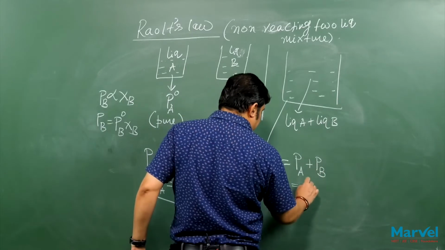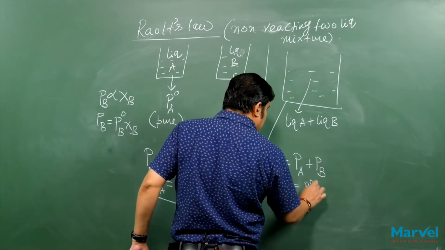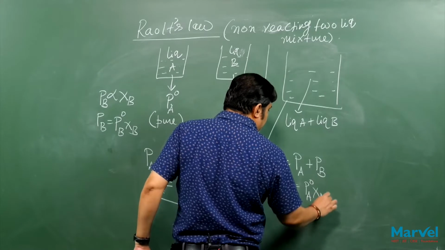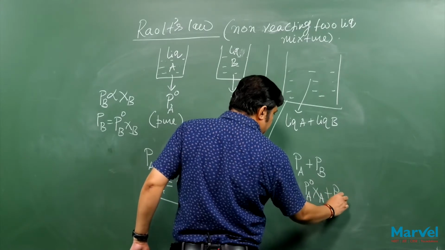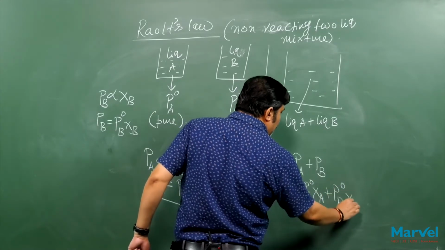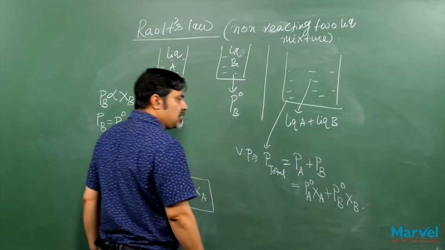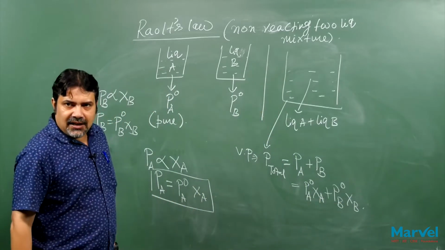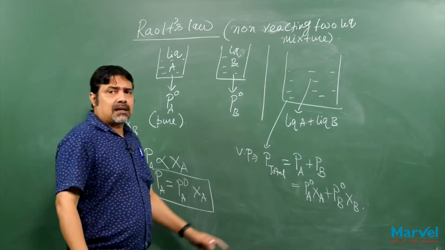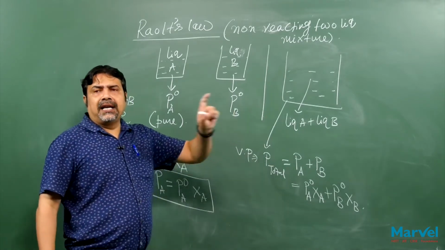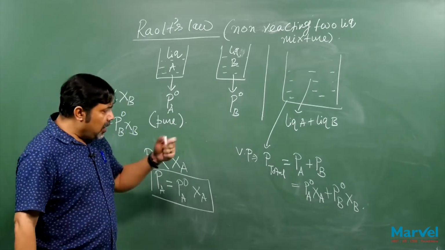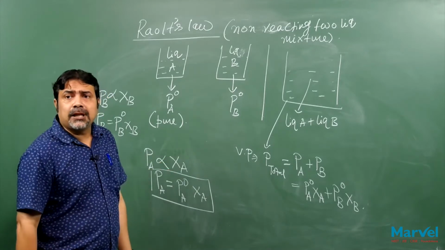PA plus PB is nothing but PA naught into mole fraction of A plus PB naught into mole fraction of B. We can write down these things, got my dear student? So this is nothing but Raoult's law for the ideal solution mixture. And now they used to put a problem over there.